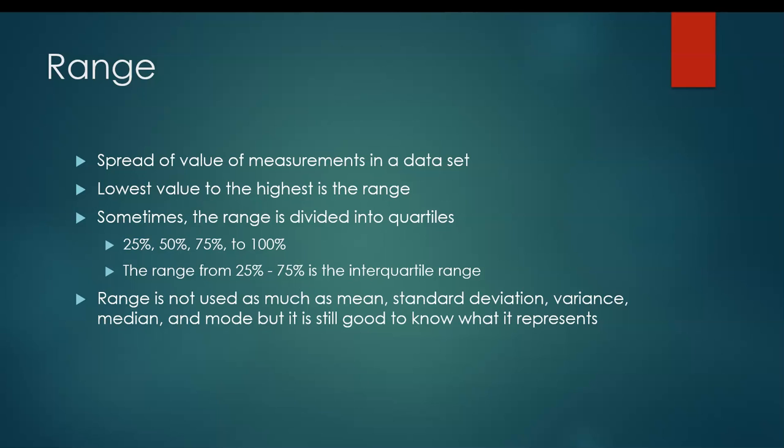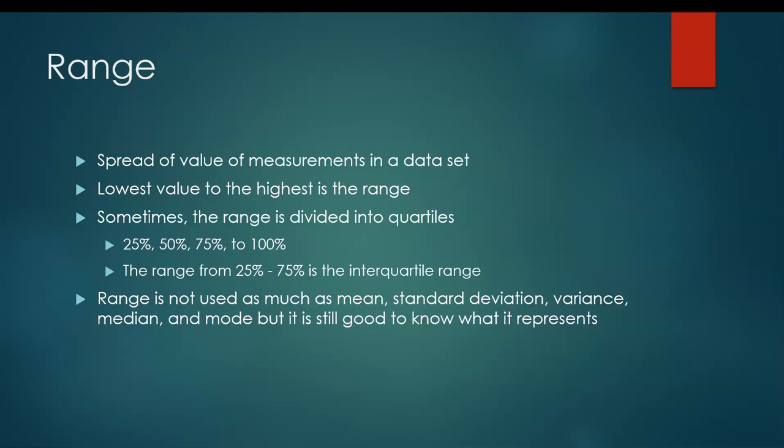Sometimes the range is divided into quartiles. We'll look at the bottom 25%, then the quartile that runs from 26 to 50, then the quartile from 51 to 75, and then the quartile that runs from 76 to 100. The range of data points is probably going to fall mostly between 25 and 75, in the middle two quartiles, and so we call that the interquartile range because it accounts for the largest number of data points.